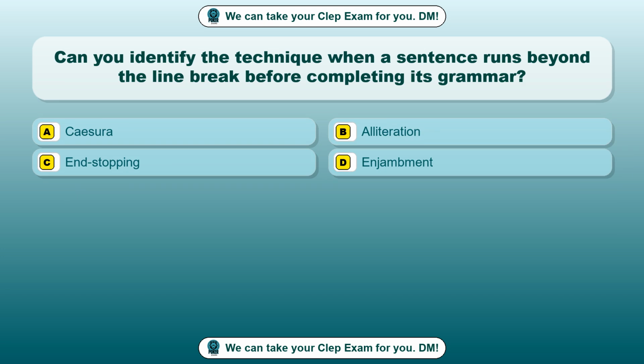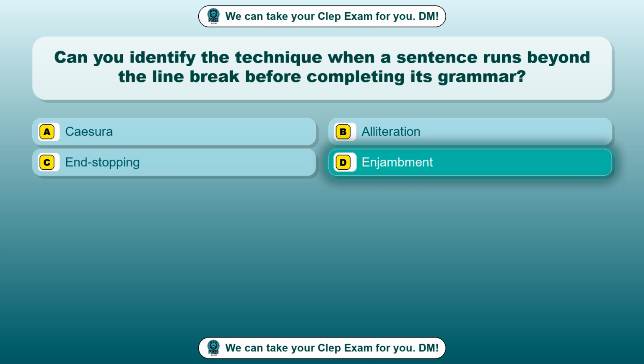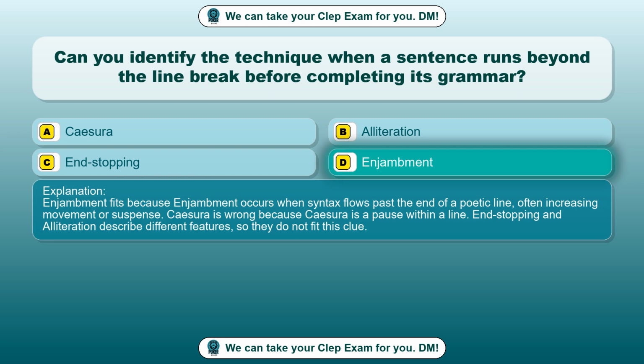Question 7. Can you identify the technique when a sentence runs beyond the line break before completing its grammar? Option A, caesura. Option B, alliteration. Option C, end stopping. Option D, enjambment. The correct answer is option D, enjambment. Enjambment fits because enjambment occurs when syntax flows past the end of a poetic line, often increasing movement or suspense. Caesura is wrong because caesura is a pause within a line. End stopping and alliteration describe different features, so they do not fit this clue.